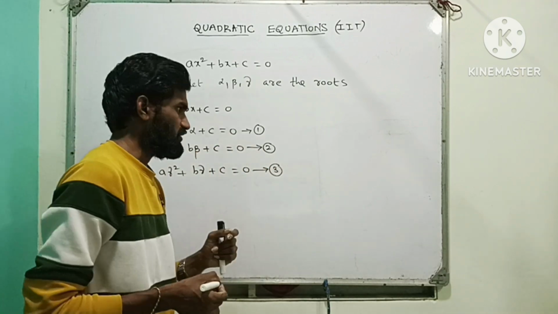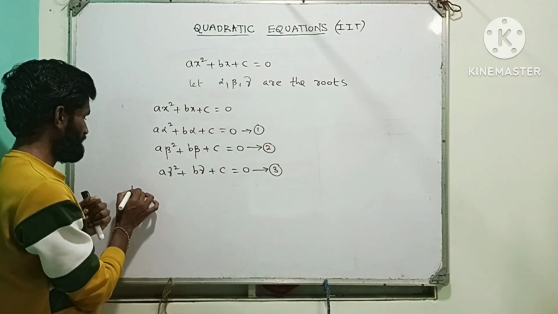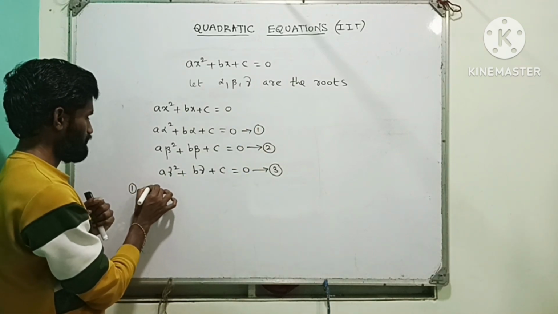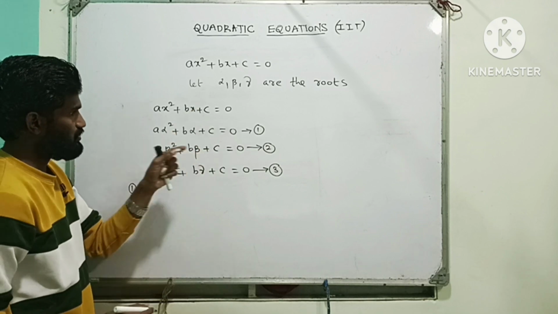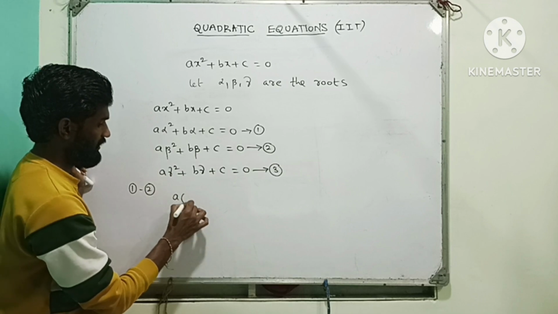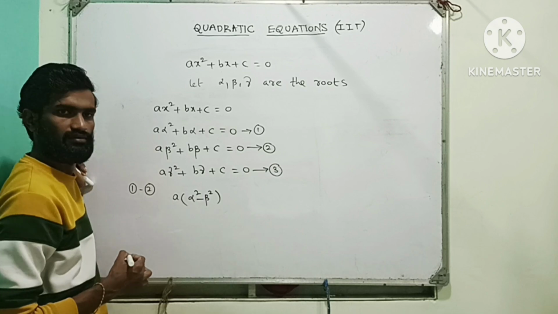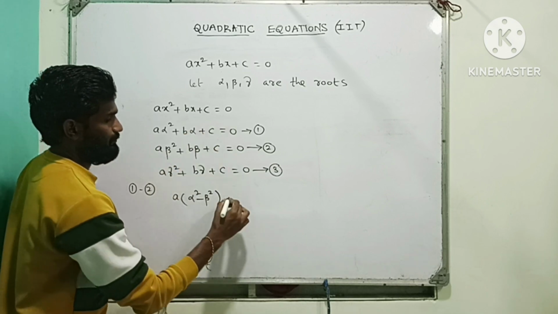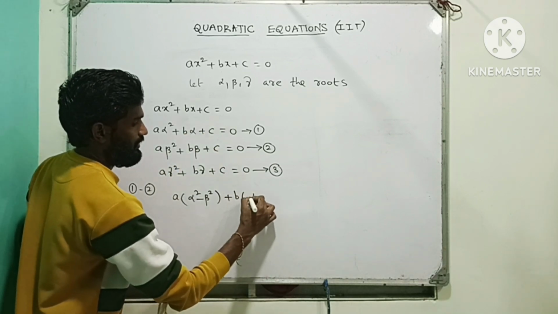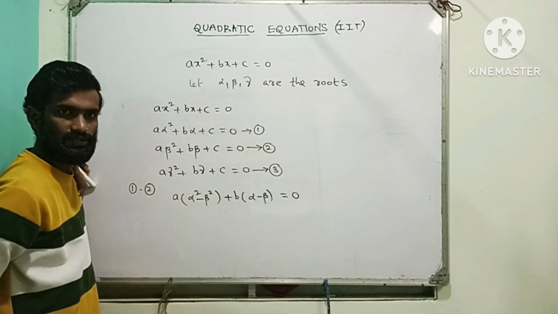Now here what I am going to do is 1 minus 2. Let us see what will happen if I solve 1 minus 2. c will get cancelled. So if I take a common, alpha² minus beta². In this, if I take b common, it will become alpha minus beta, which is equal to 0. Minus 0 is 0 only.